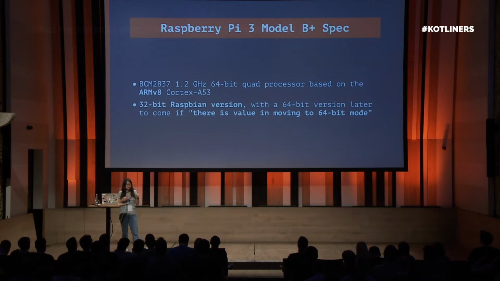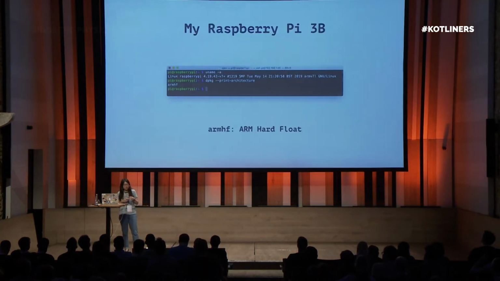Another very important thing before starting this kind of project is to know what the Raspberry Pi architecture looks like. The Raspberry Pi's latest version uses ARM V8 chips, and it runs a 32-bit Raspbian version. Currently, there's no 64-bit Raspbian version. It's very important to remember that. And they're saying we will move to 64-bit at some point.